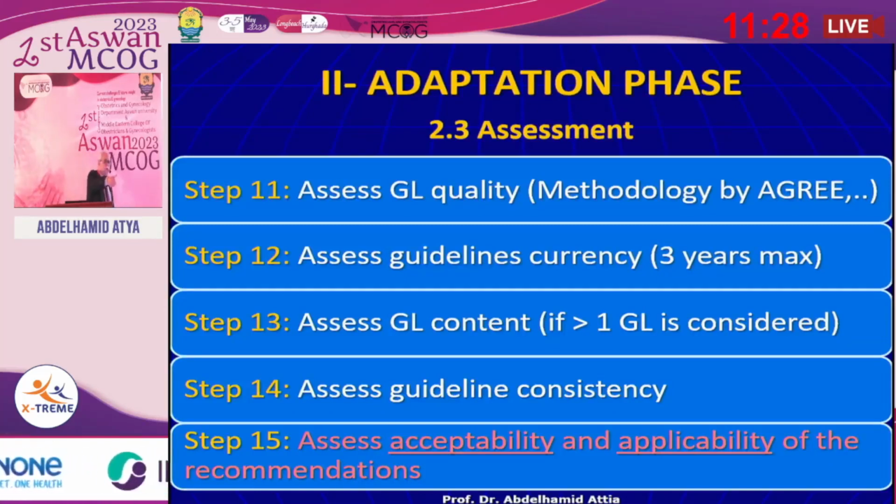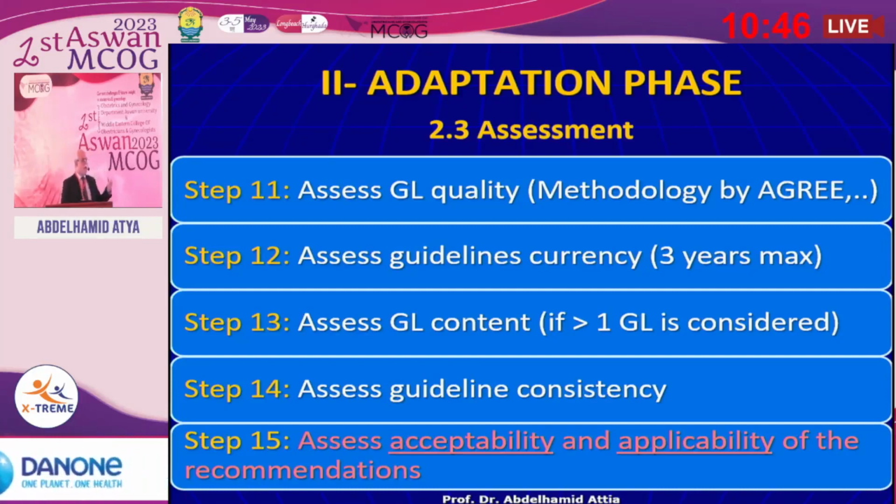So we searched for the guideline. Now it is the time to assess the quality of the guidelines. Usually there is a tool known as the AGREE tool for assessing the quality of the guideline. But as a matter of fact, since you have high quality guidelines from very highly reputable issuing bodies who put the AGREE tool, use them directly without going through all the hassle of assessing the quality of the guideline. The guideline recency should be 3 years maximum, as I said before, and assess its content if you have more than one guideline.